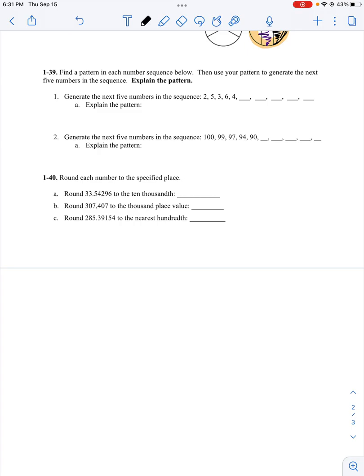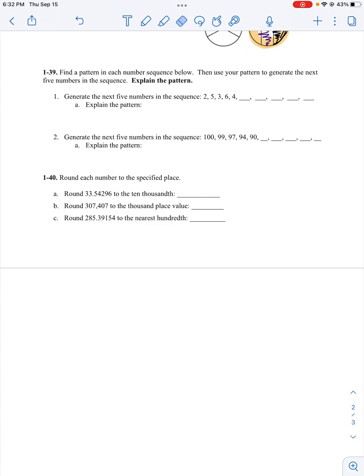Well, but 2 to 5 is 3. Okay. So 2 plus 5 is 7, 5 plus 3 is 8. So we're not adding the previous ones like we did for the one yesterday. So 2 to 5 is 3. 3 to 6 is 3. That's not a pattern.